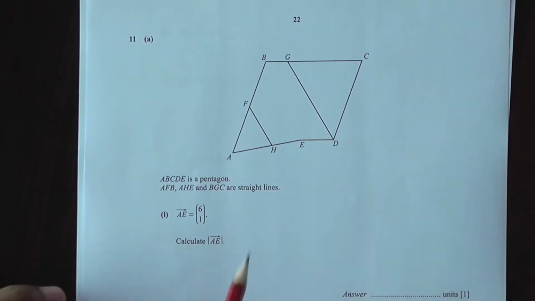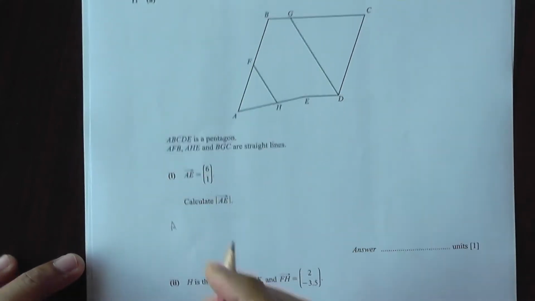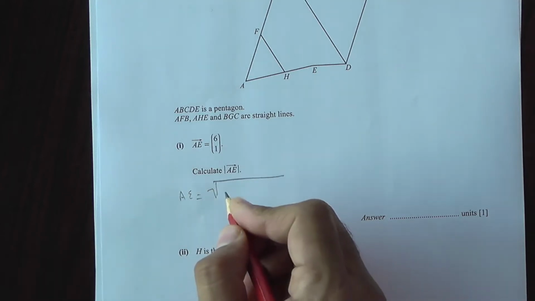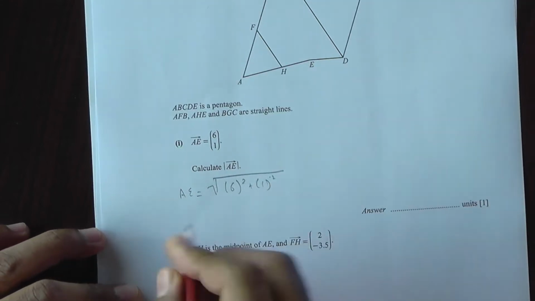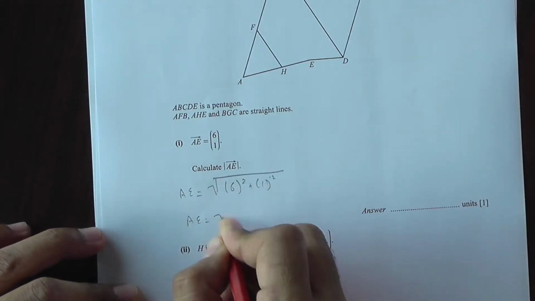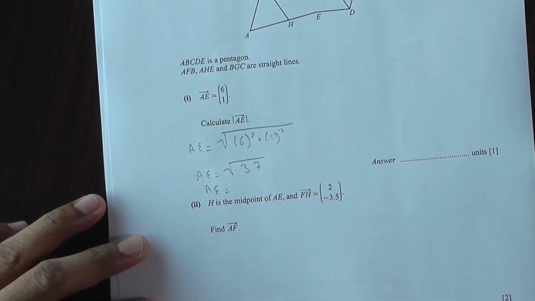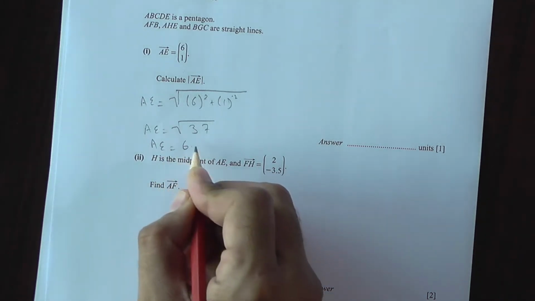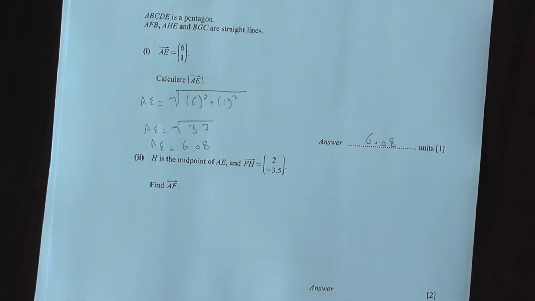Calculate the magnitude of AE. So what we have to do is simply write AE, which is equal to the square root of 6 squared plus 1 squared. This comes out to be root 37. Let's plug this into the calculator. Root 37 gives us 6.08. So we write it over here, 6.08 units.